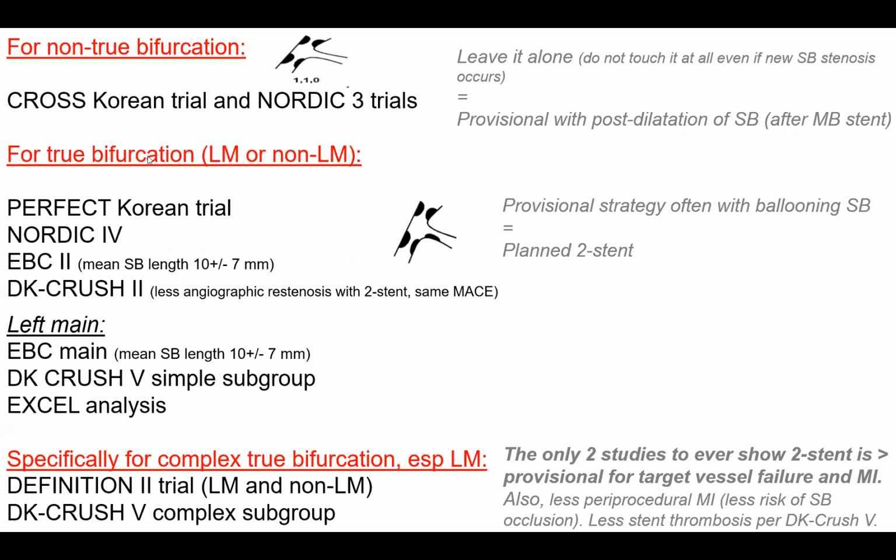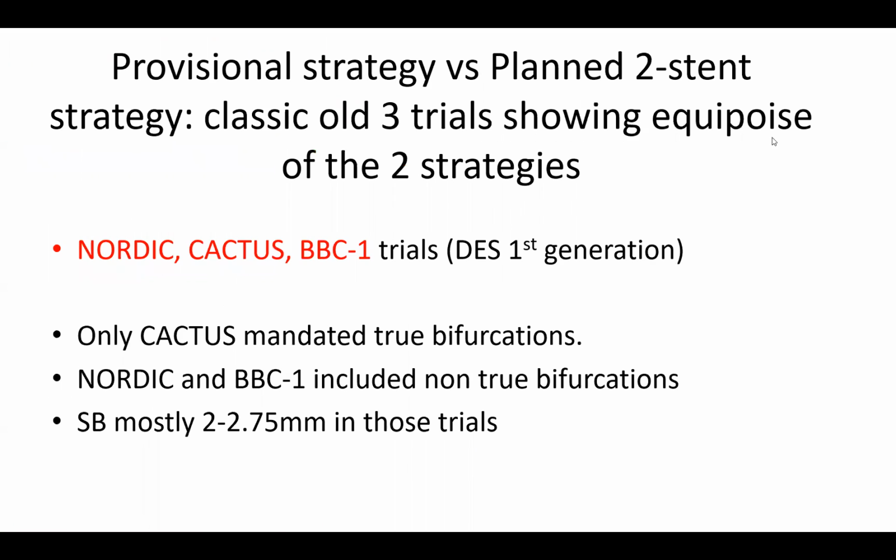Those trials are mostly from the last 5 years. Many of them are from the last 2 years. Those are 10 studies. I reviewed every single one in detail, and I reviewed the strategy used in every single one in the provisional arm and in the two-stent strategy. So all those 10 compared a provisional strategy with a planned two-stent strategy.